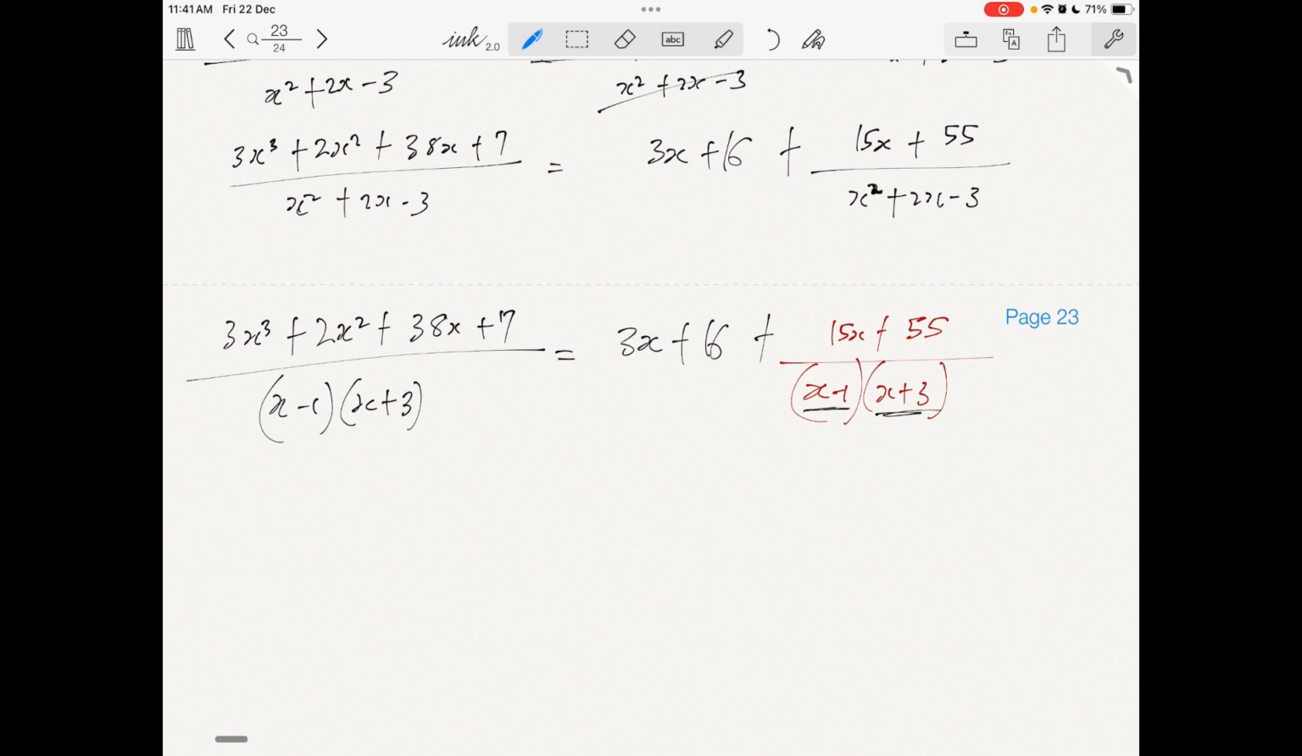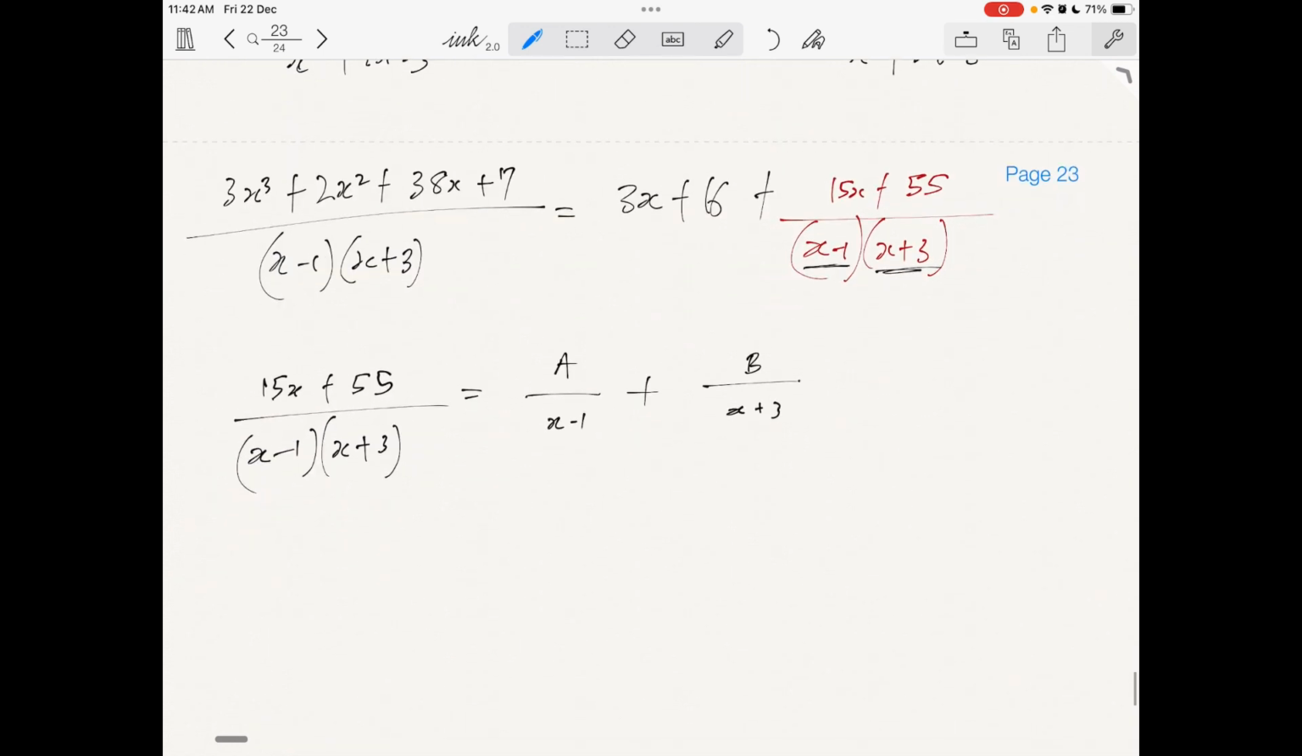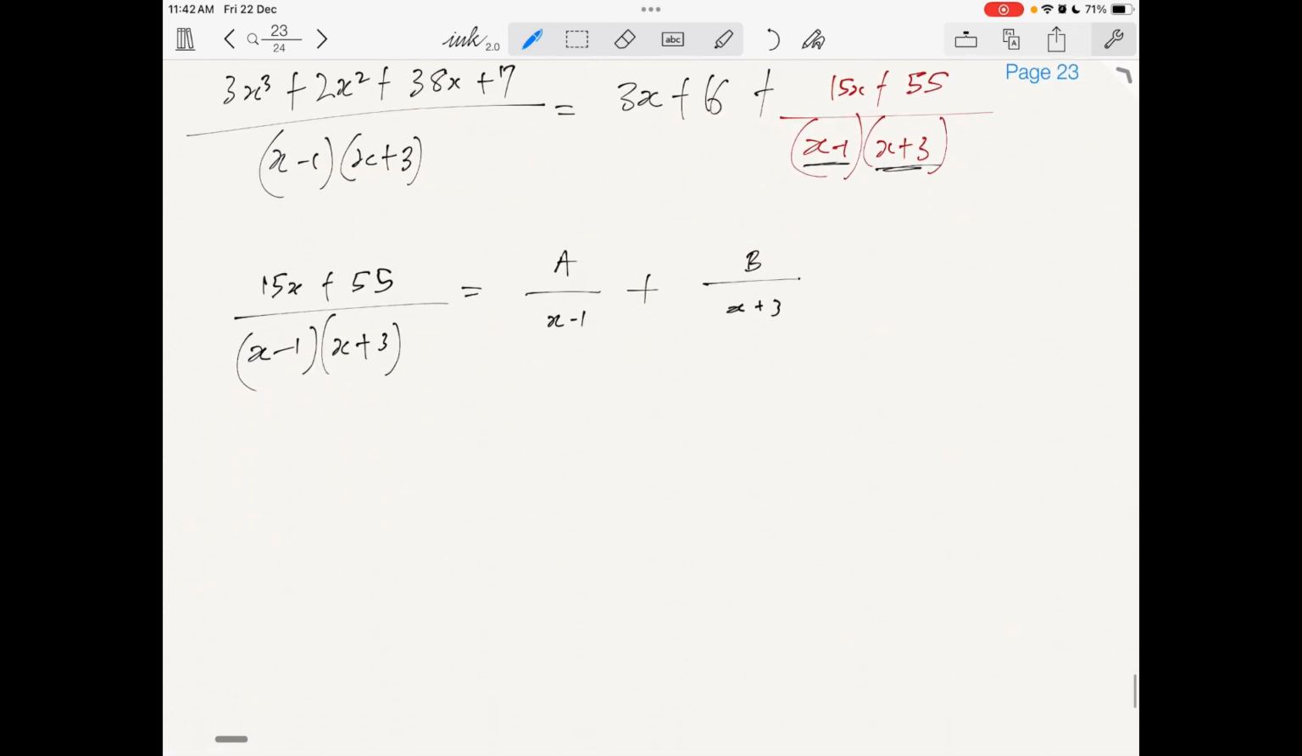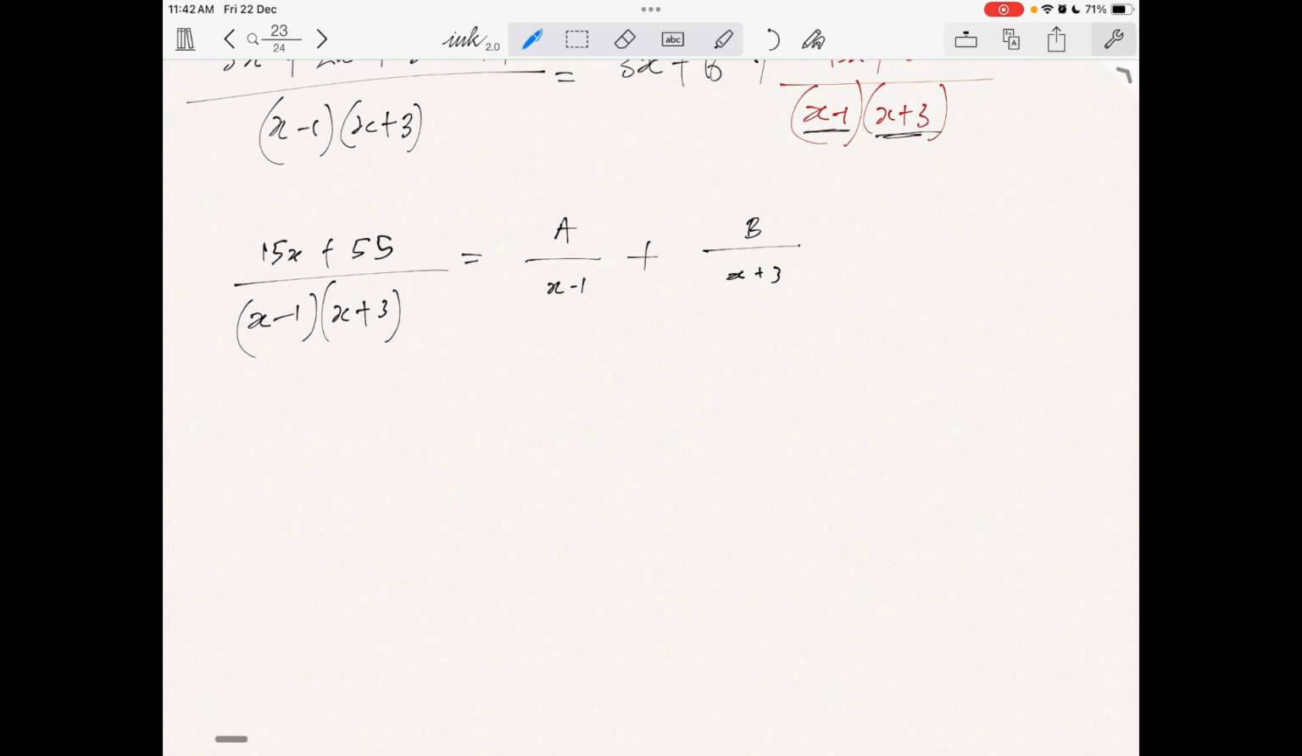So with that done, we have 15x plus 55 divided by x minus 1 and x plus 3. Now to split this, we know that this is x minus 1 and this will be x plus 3, and this will be A and this will be B. All right, so let me take, let me say, 2 minutes. Let's see if we can solve the values for A and the values for B.